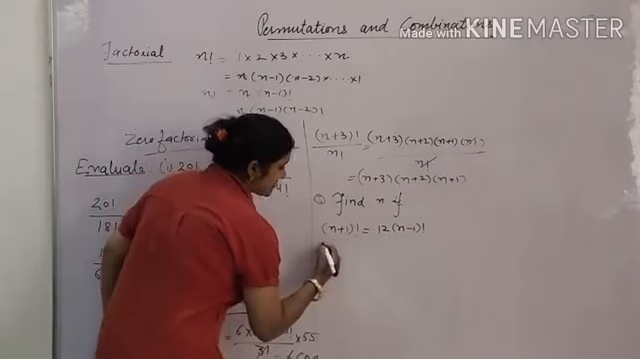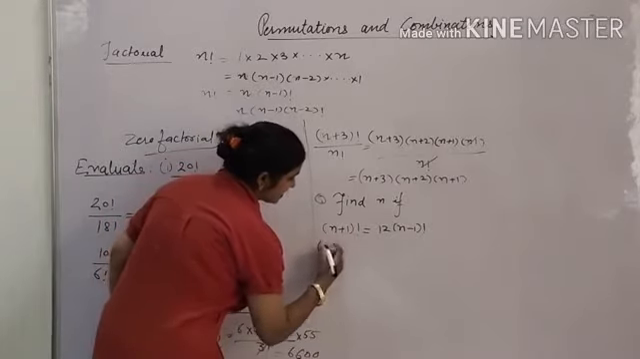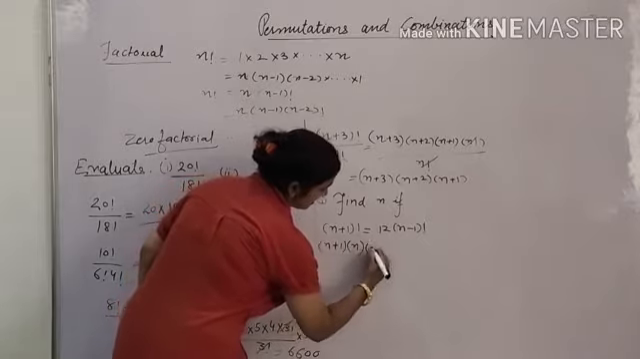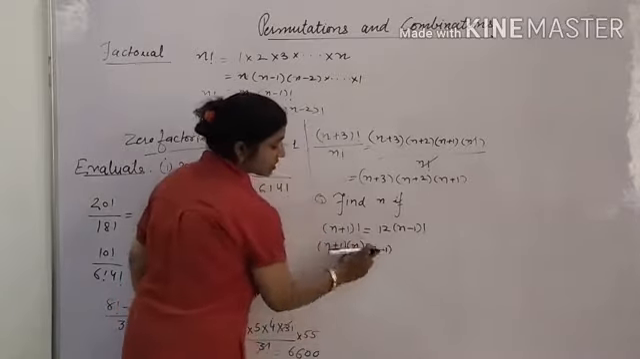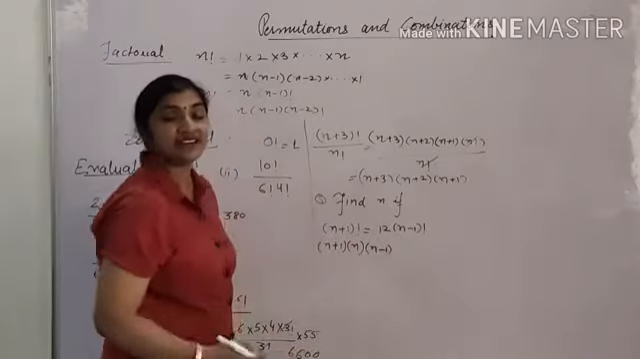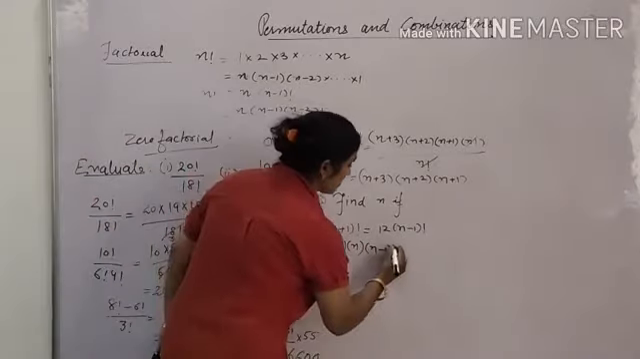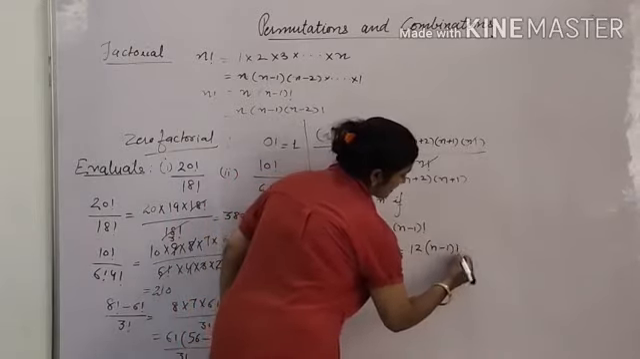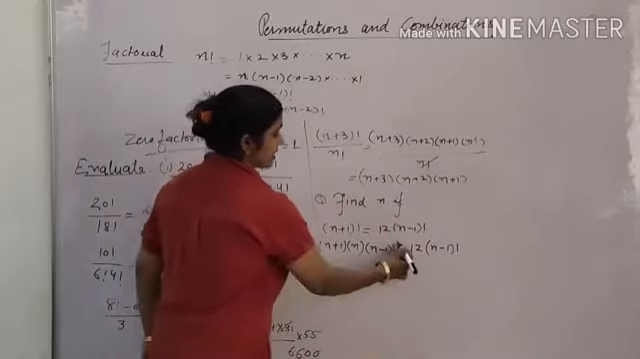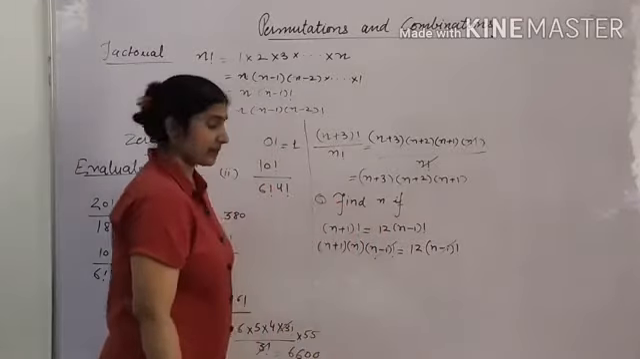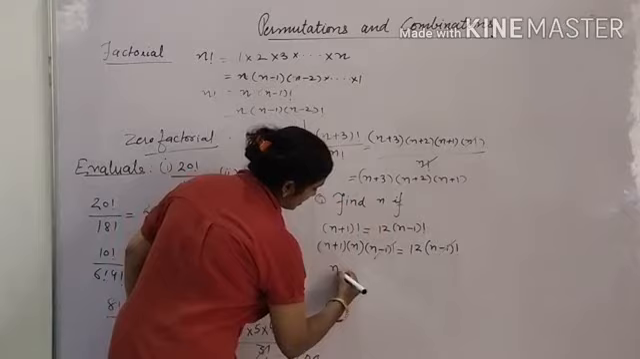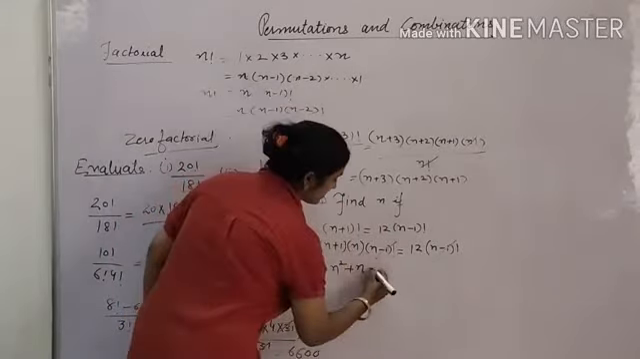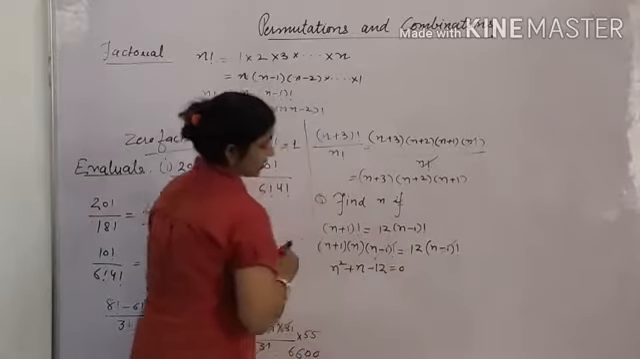So n plus 1 factorial. Let's reduce the factor one by one. It's n plus 1, then n, then n minus 1. So we should stop at n minus 1 factorial because on the right hand side we have n minus 1 factorial. So this is n plus 1 into n into n minus 1 factorial equals 12 into n minus 1 factorial. Now n minus 1 factorial gets cancelled out. So it will be n square plus n. In the right hand side we have only 12. So minus 12 is equal to 0.